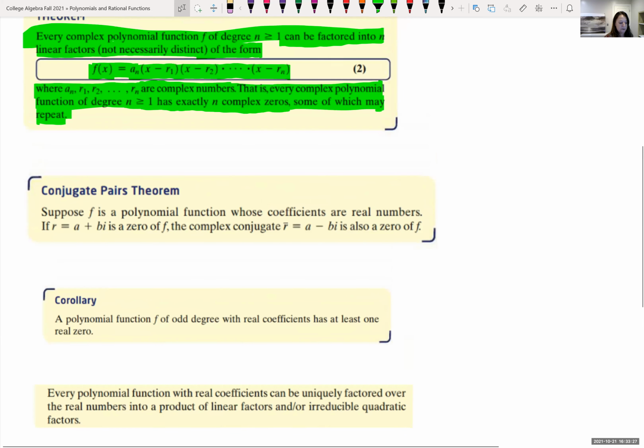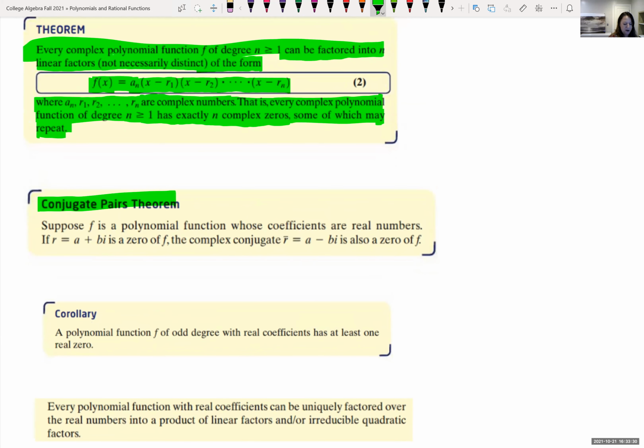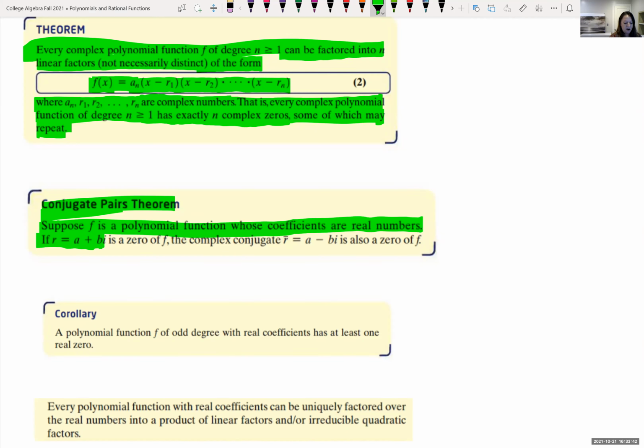So what's really going to help us is this conjugate pair theorem. Suppose f is a polynomial function whose coefficients are real numbers. So that has to have coefficients that are real numbers. If we're given that, or we find that r equals a plus bi is a zero of f, then the complex conjugate, which we denoted with r with a horizontal bar over it, equal to a minus bi, has to also be a zero of our polynomial.